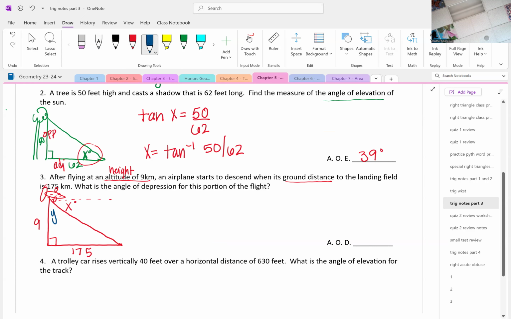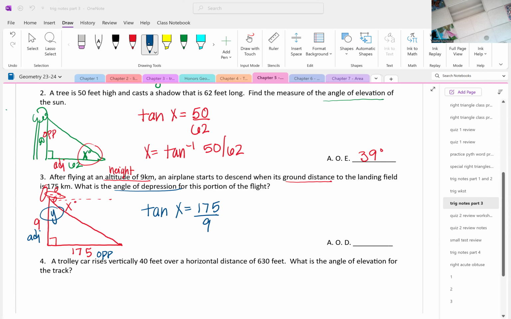And then once we know y, we'll subtract it from 90 to get x. But again, the subtracting from 90 part is only when it says angle of depression. So looking at y, this is opposite, this is adjacent. So my trig function will be tangent. So I have the tangent of my angle measure equals 175 over 9. All right, I'm not going to write that, but to find the angle, we do the inverse tangent. So I have the inverse tangent of 175 divided by 9.